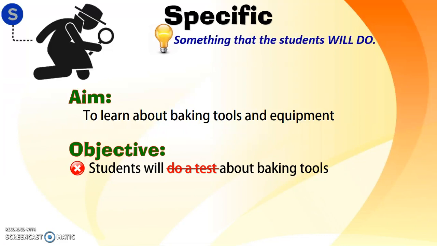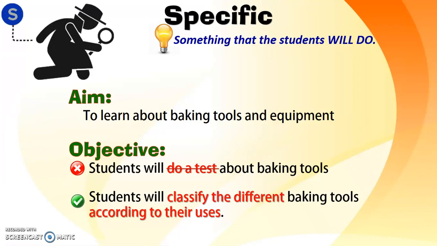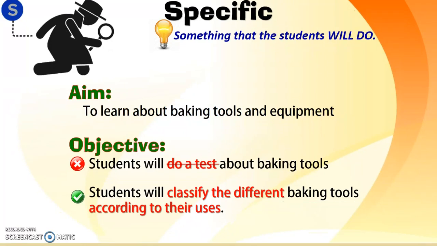It is important that your objectives deal with learning. So we can change this to students will classify the different baking tools according to their uses. This is much clearer and also shows what you expect your students to learn.